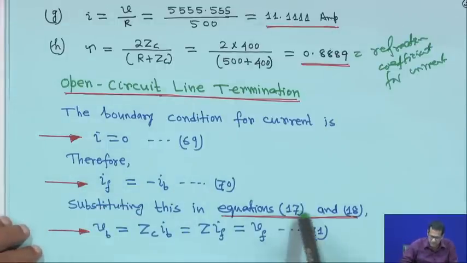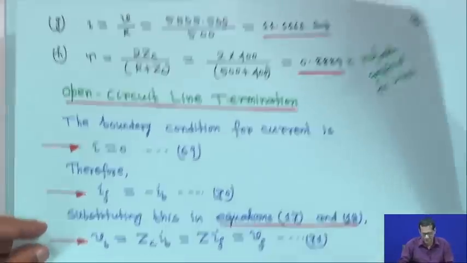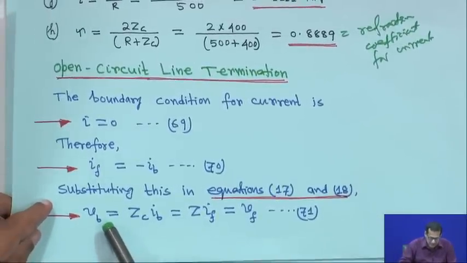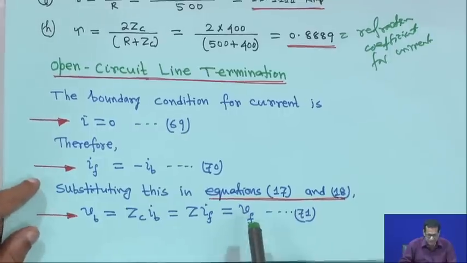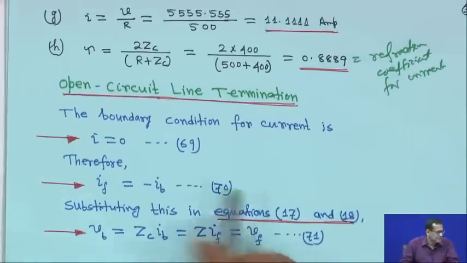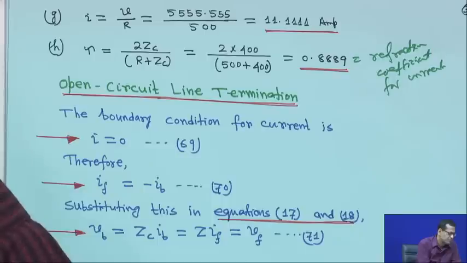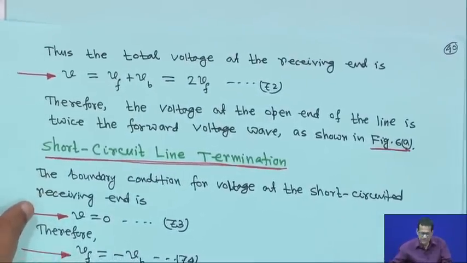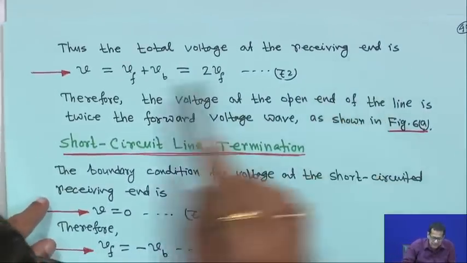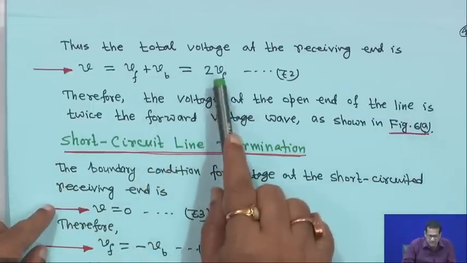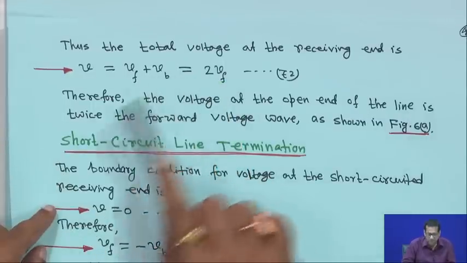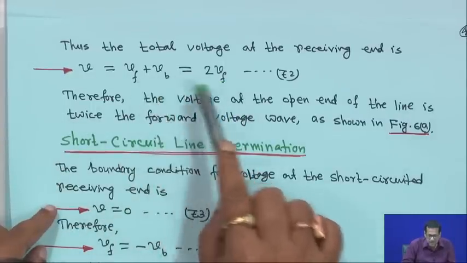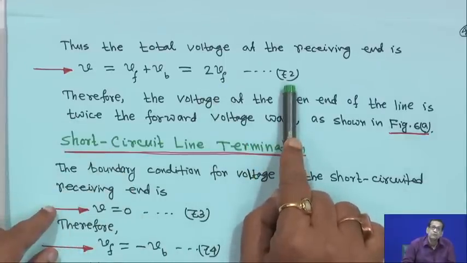Just put this in and do this simple mathematical thing. I think it is easy to understand. So, you will get Vb is equal to Vf. Since V is equal to Vf plus Vb, it will be V is equal to 2 Vf. That means the total voltage at the receiving end V is equal to Vf plus Vb, and Vb is equal to Vf for that boundary condition. So, V is equal to 2 Vf, this is equation 72.